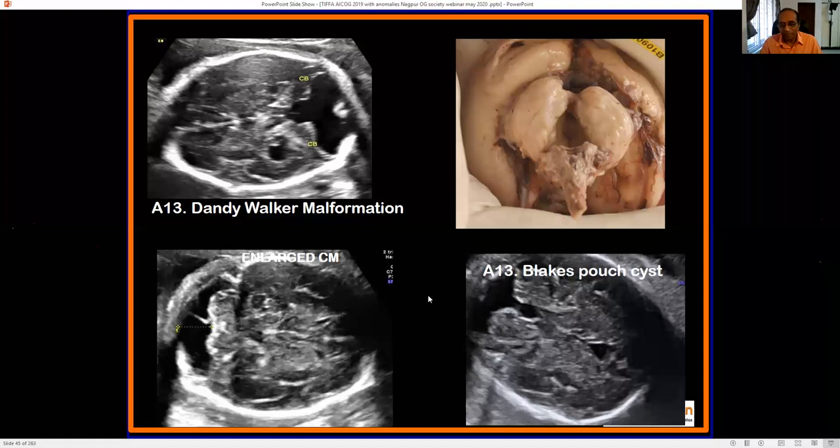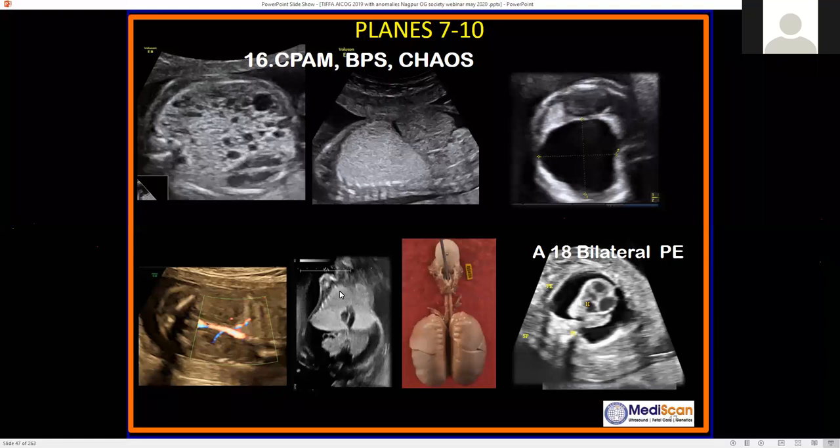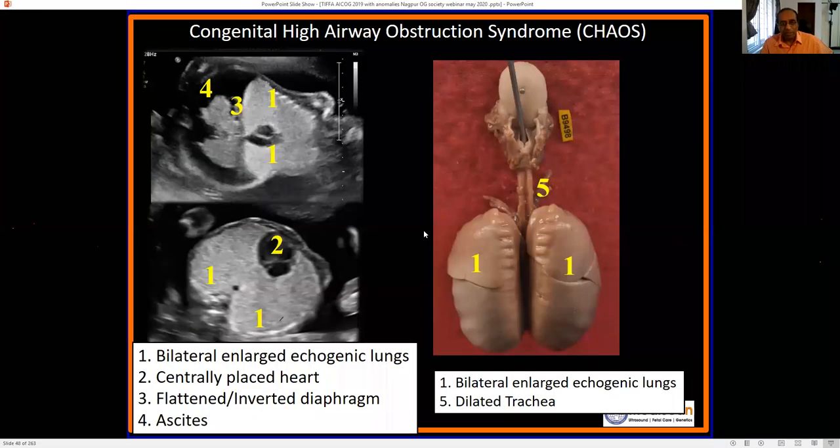Then in planes 7 to 10, as I said, thorax, cardiac abnormalities, I won't go through the list. But in the lung also, there are specific abnormalities. In a normal lung, you can see the border is concave. Here you can see the lung border is convex. The reason it's convex is because the trachea is obstructed and there's a lot of fluid accumulation in the lung. Because of that, the intra-lung pressure is very high and there is an eversion of the lung surface. So this tells you this is a congenital high airway malformation, or CHAOS. Then we look for pleural effusion and pericardial effusion, which could also be there. So this is the typical congenital high airway malformation.